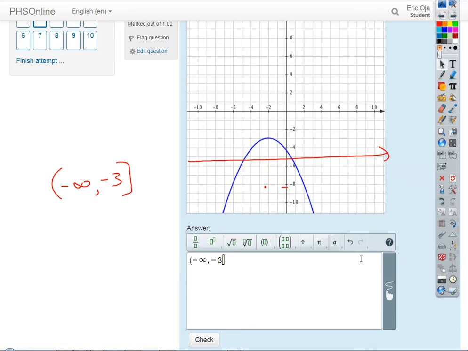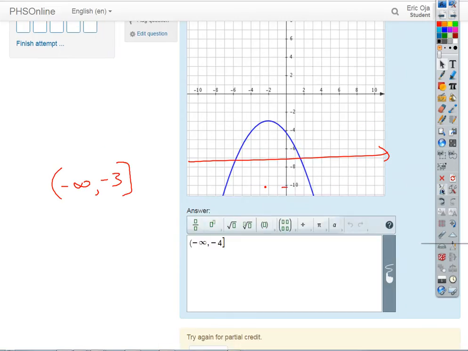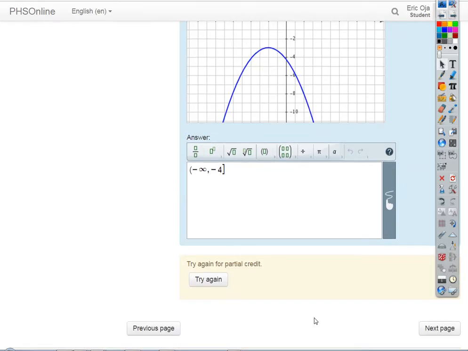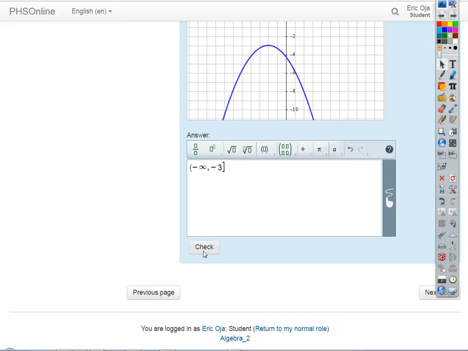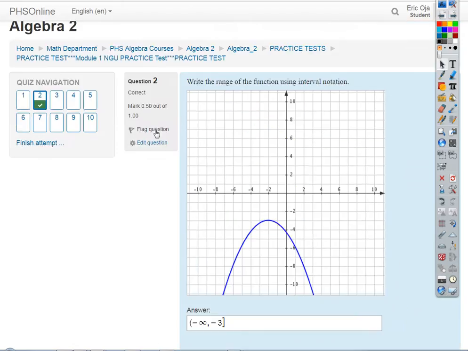Let's say I put in -4. I'll show you what happens. So if I get it wrong, it says try again for partial credit. Okay, so if I want to try again for partial credit on a test, I would have to hit try again and go back and fix any issue that I had, right? So I'll make that a -3, and now if I hit check, I would get half credit, 0.5 out of 1. Make sense?